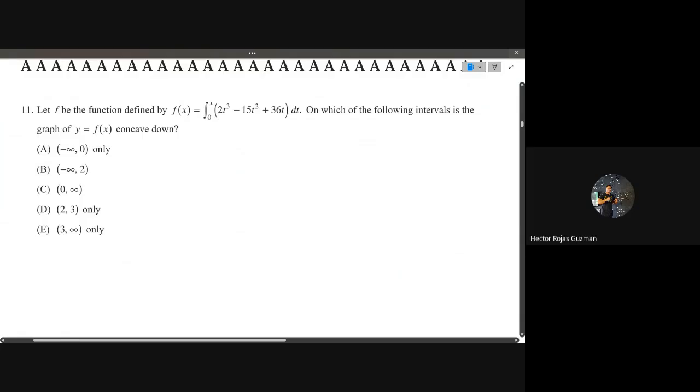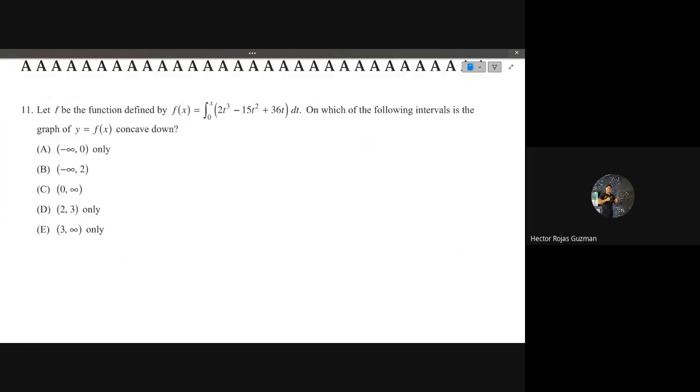So f is this function. On which of the following intervals is the graph concave down? Okay, this deals with the second derivative, right? So let's go ahead and find that. The derivative of the integral will cancel out the integral, but it also has us plug the variable into the function. So this x creates 2x cubed minus 15x squared plus 36x. My second derivative is 6x squared minus 30x plus 36.